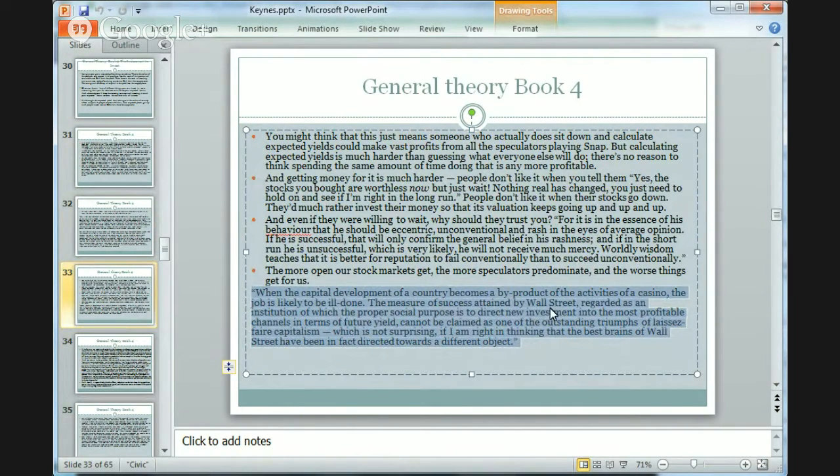The measure of success attained by Wall Street, regarded as an institution whose proper social purpose is to direct new investment into the most profitable channels in terms of future yield, cannot be claimed as one of the outstanding triumphs of laissez-faire capitalism, which is not surprising. And if I'm right in thinking that the best brains of Wall Street have been directed towards a different object.